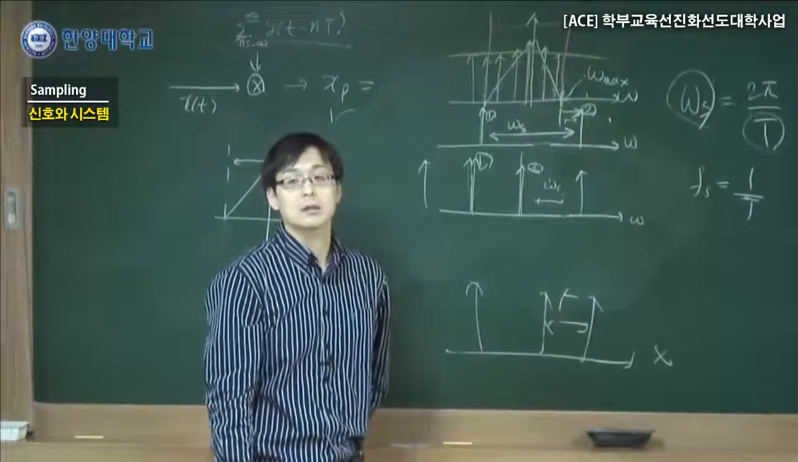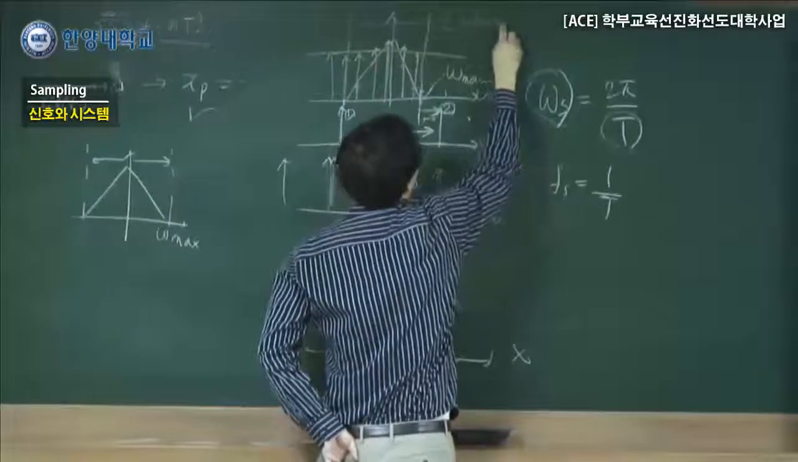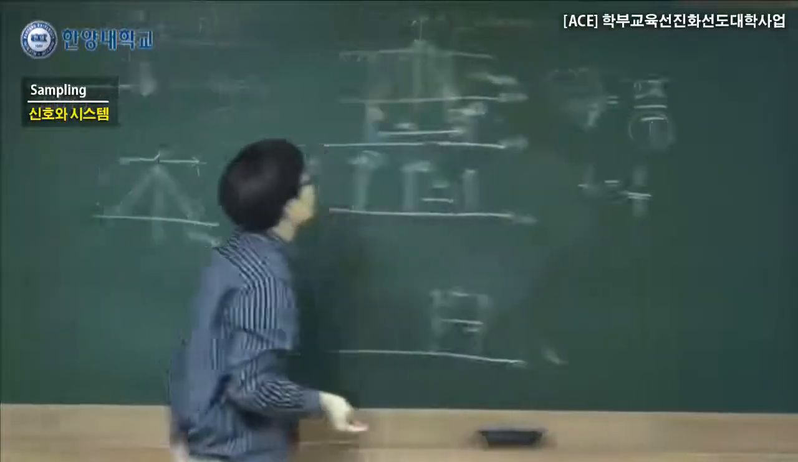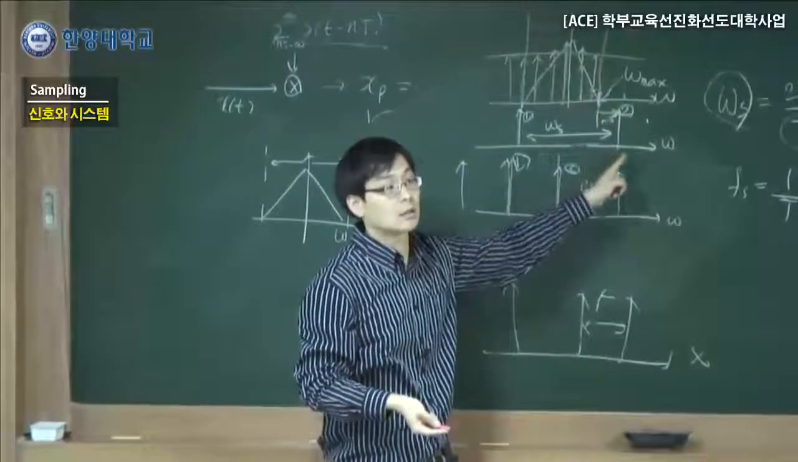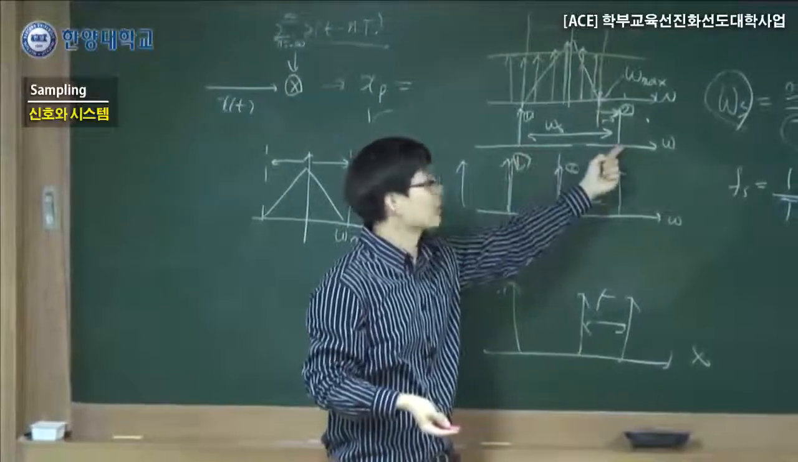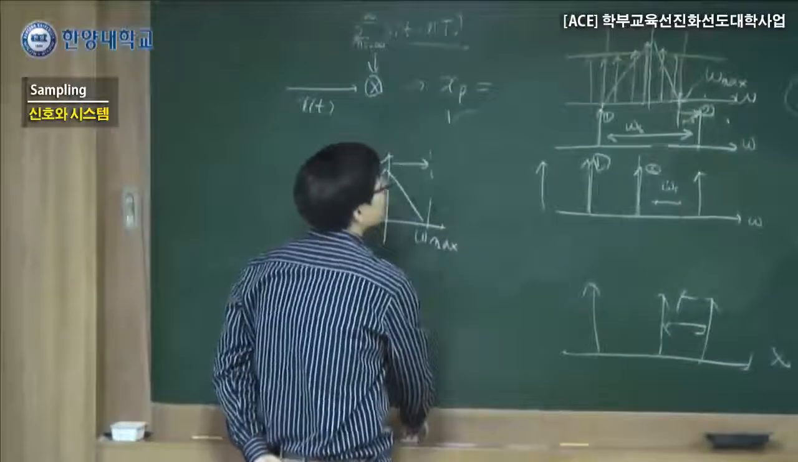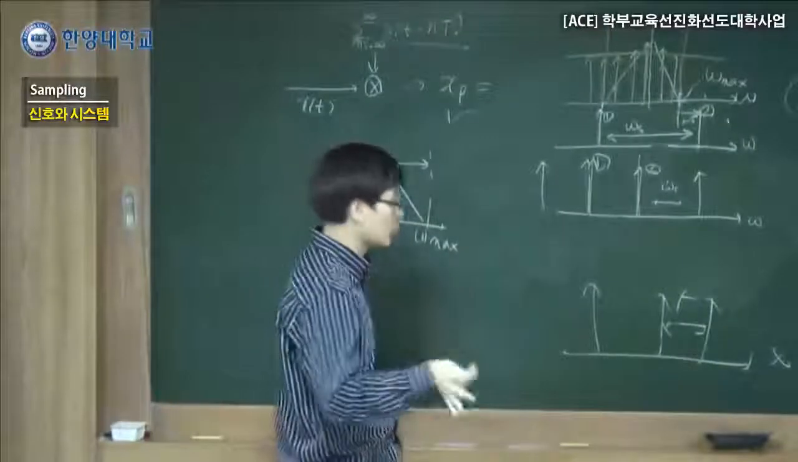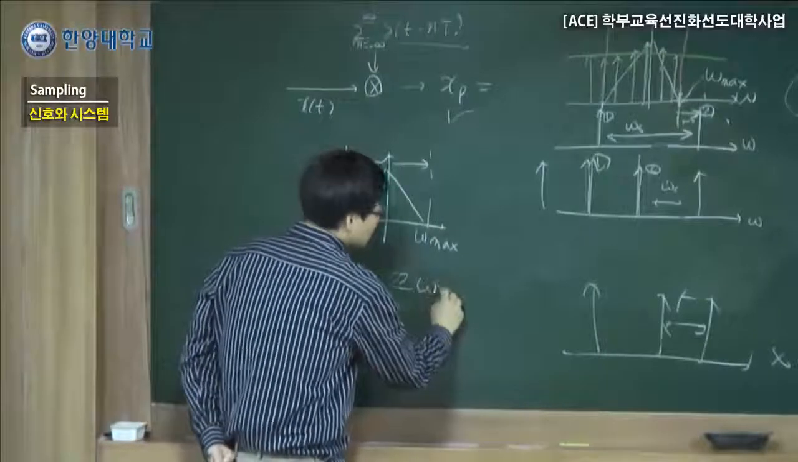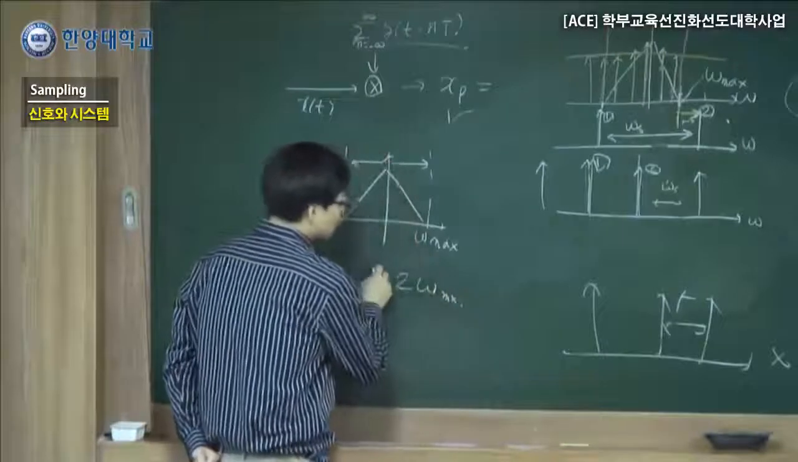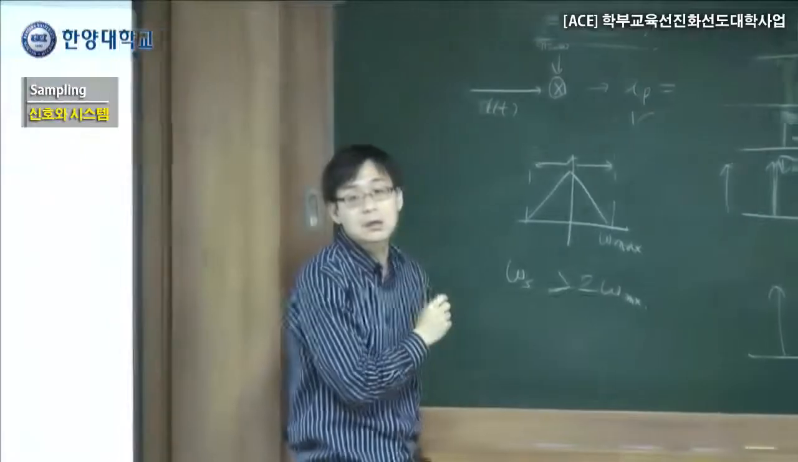2 omega max, right? So those are 2 omega max, which should be smaller than the spacing, so that this one does not overlap with this one. So we can draw a basic rule saying that in case of a band limited signal, for which we can define the maximum frequency, 2 times that frequency should be smaller than the sampling frequency.